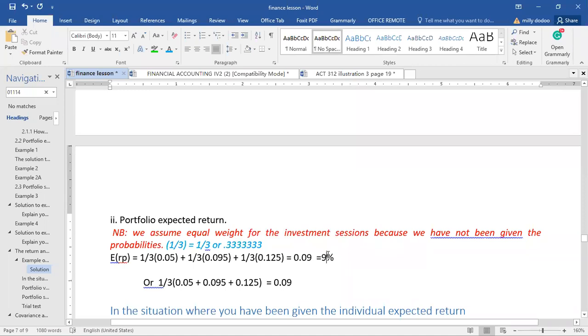Over here, are you getting the scenario? So we use the 1/3 so that you get the exact answer. You said the 1/3 multiplied by the first sectional portfolio return, which was 5%, plus another 1/3 multiplied by the second sectional portfolio return, which you have to be 9.5, plus 1/3 multiplied by the third sectional portfolio return, which was 12.5. When you add all, you are going to get 9% or 0.09.